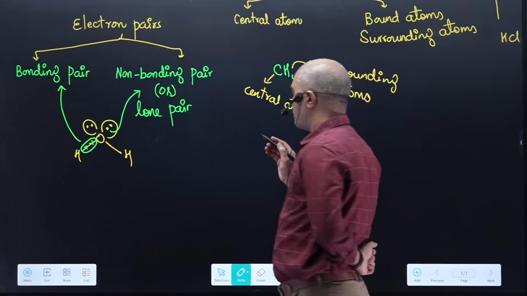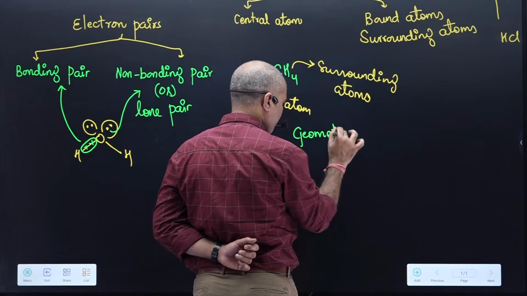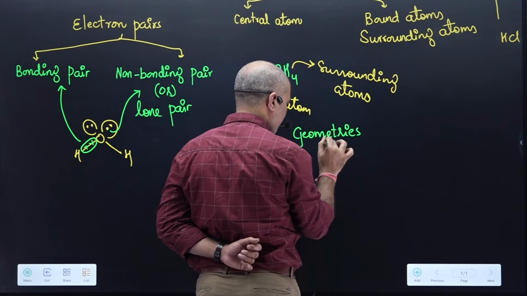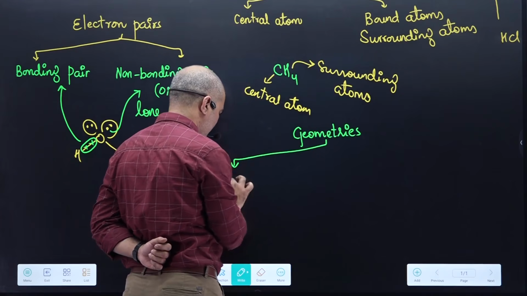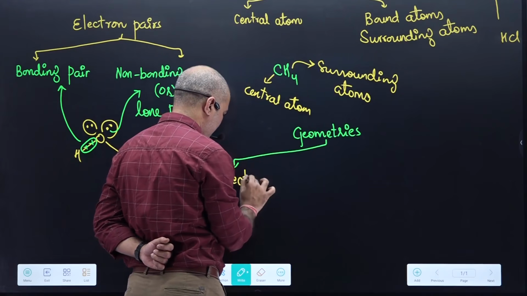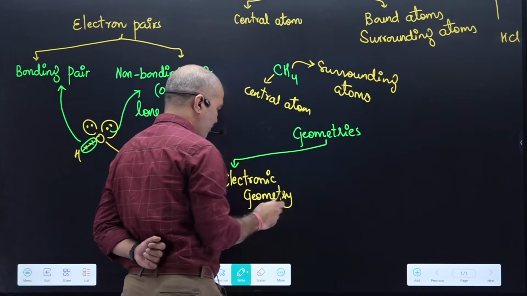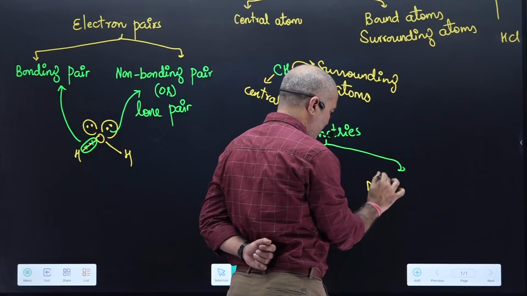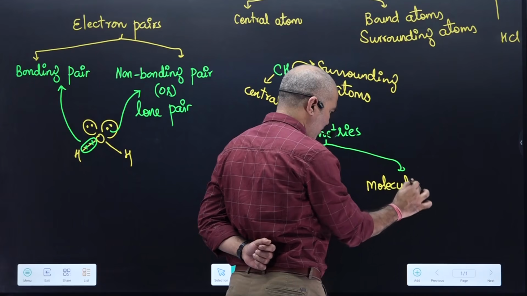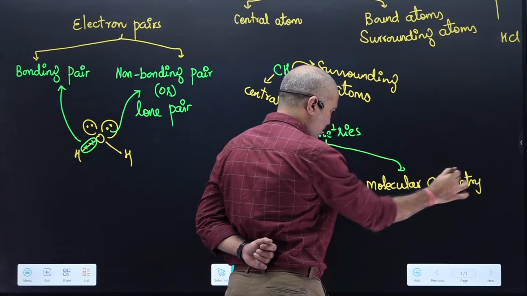Then there are two types of geometries also. What are these two types? One is electronic geometry. Another one is called molecular geometry. In the exams, sometimes they will ask you electronic geometry, sometimes they will ask you molecular geometry. You should be careful.